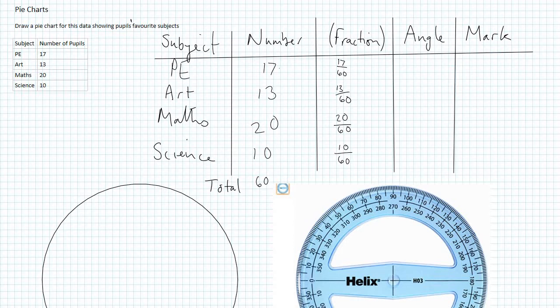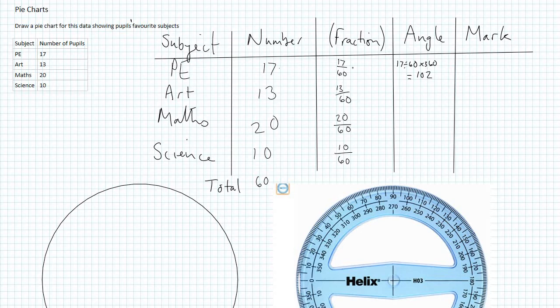Now the angle, your angles go all the way around to 360. So the angle you're going to do for PE is 17/60ths of 360. Now remember to work that out, a fraction just means divide. So we're just doing 17 divided by 60, 17/60ths, times 360. Oh, I should have left myself a bit more room. And let me tell you, that is 102. You'll probably get a calculator to do this.